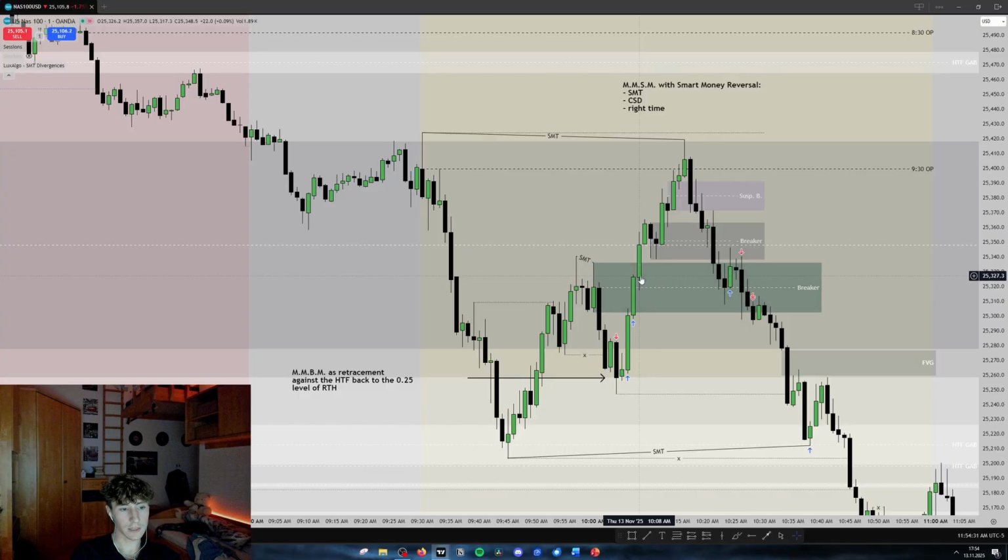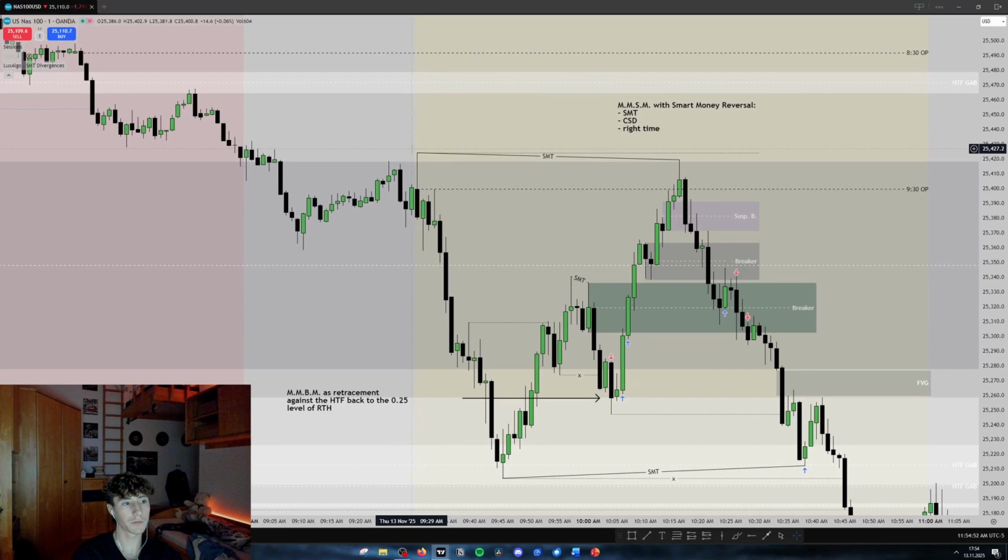We could have entered off the reaction of the consequent encroachment and just aimed for the buy side liquidity right here, because that's not only the external buy side liquidity we want to sweep in order to have a market maker sell model to the downside, but also because the lower quadrant of the new opening range gap of regular trading hours is lying above the 9:30 opening buy side liquidity. So we have two reasons to go up there.